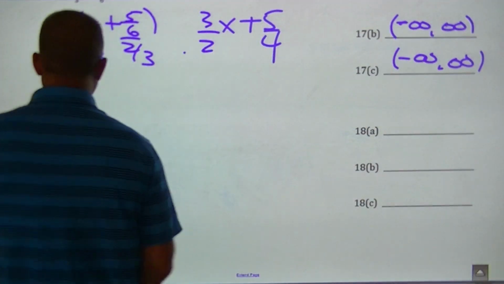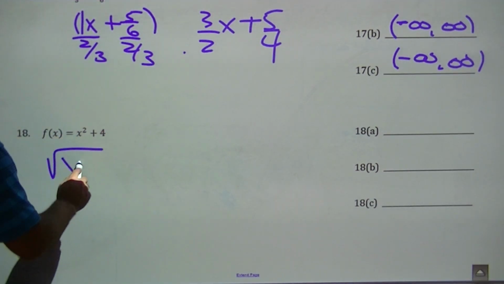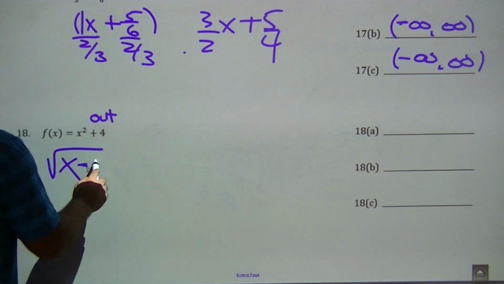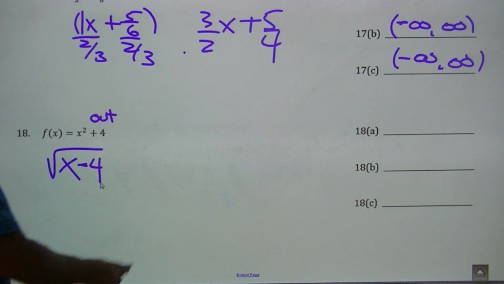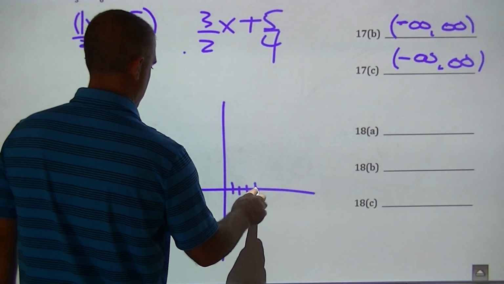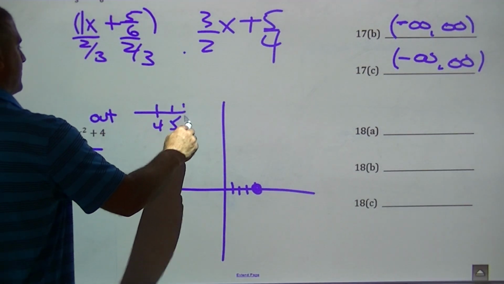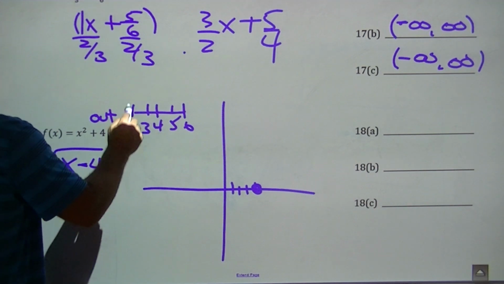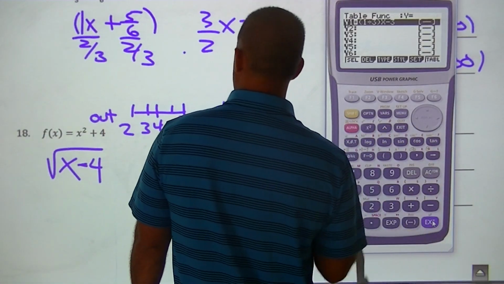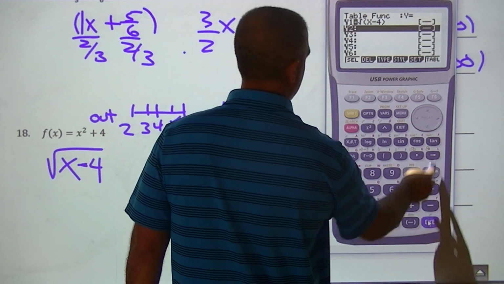18. The opposite of x squared is square root of x. This is plus 4 on the outside, so it's going to go to minus 4 on the inside. What I want to do is get an anchor point here. So when I graph, I'm going to graph 4, 5, 6, 3 and 2. I'm going to use my table. Square root, x minus 4 all stays underneath.